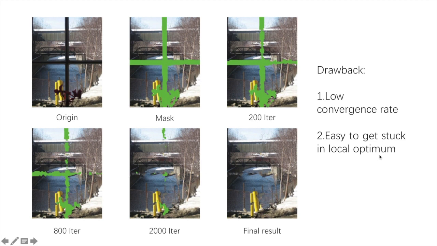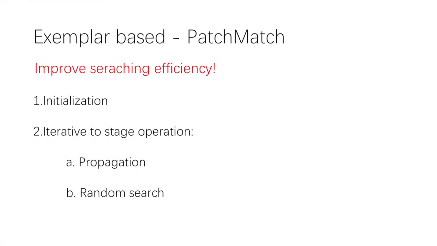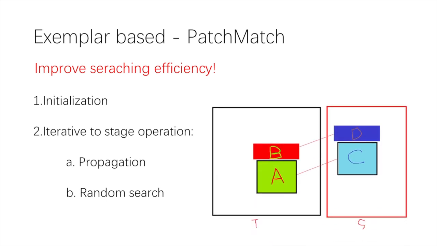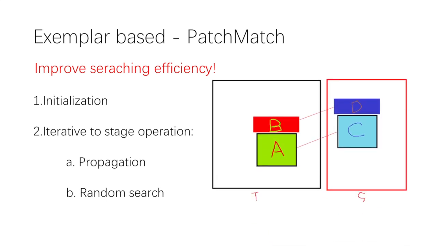To solve these 2 problems, Connelly proposed a method called PatchMatch, which increases the efficiency of searching. Remember that in the region filling algorithm, we need to search all patches in the source region to find the best match patch. However, in the PatchMatch algorithm, we only need to search a small number of patches. Here we see 2 pictures. The basic idea is that if A and C are similar, then B and D will also be similar.